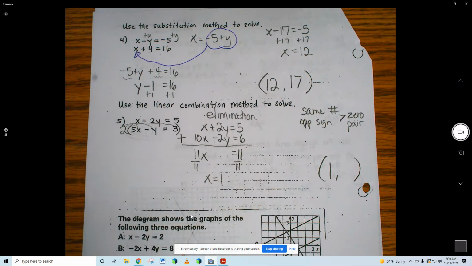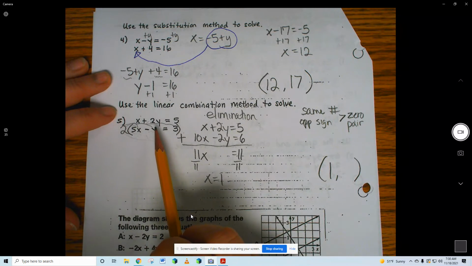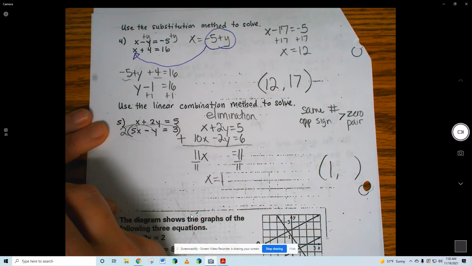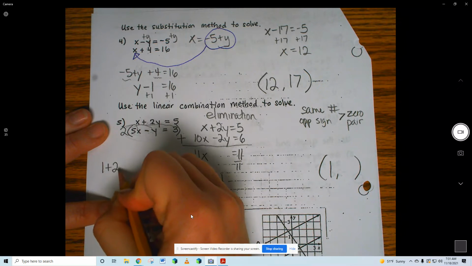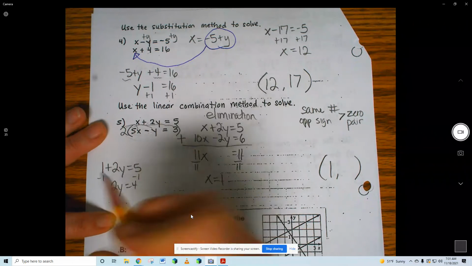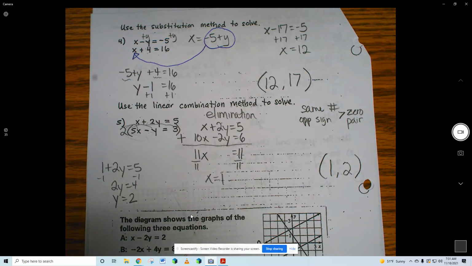So, x is 1. Now what? Yep, I plug in 1. Which equation looks easier to you guys, the top or the bottom? Original. The top does. x plus 2y equals 5. Instead of x, I'm going to put a 1. Two y equals 4. y equals 2. Yay.